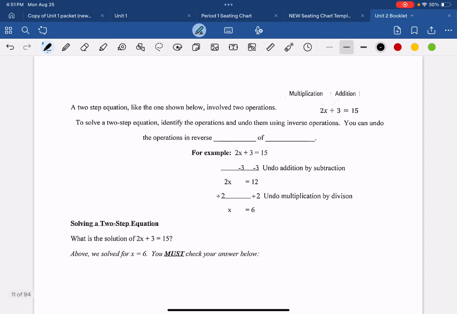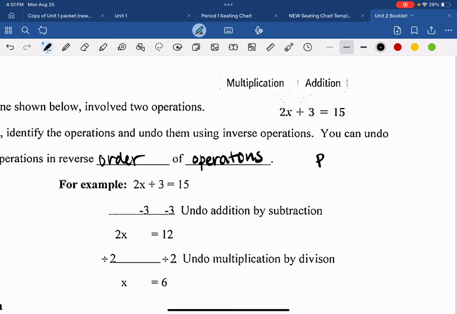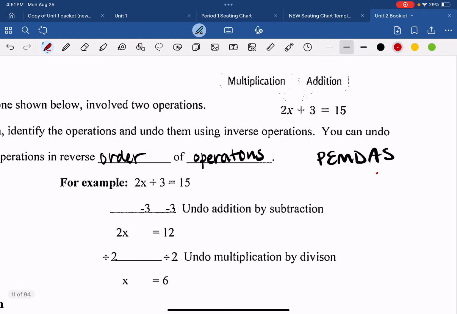Okay. All right, last page. We are almost there. All right, so now we're going to do 2 steps. When we solve 2 step equations, we're going to go in reverse order of operations. So what do we mean by that? Well, before we had PEMDAS. That was the order of operations. The reverse of that would be exactly what it sounds like. We would do the opposite, so we would go this way.